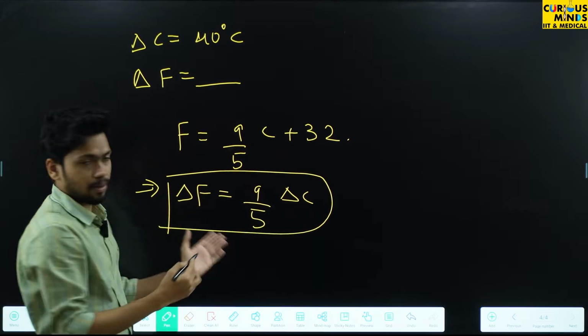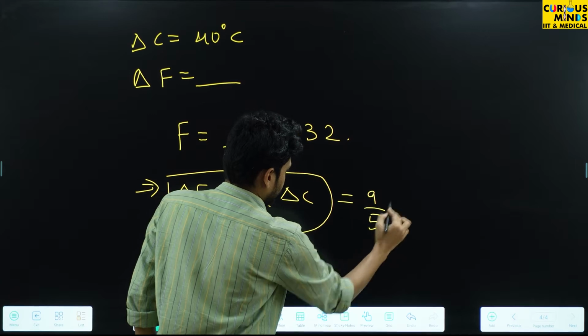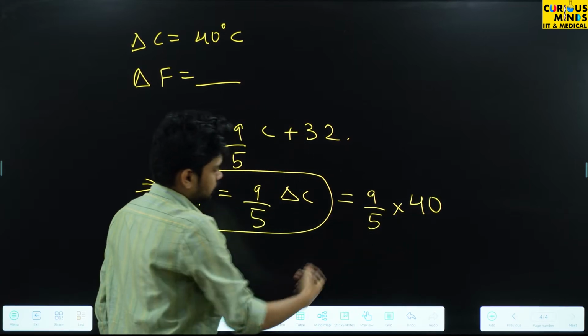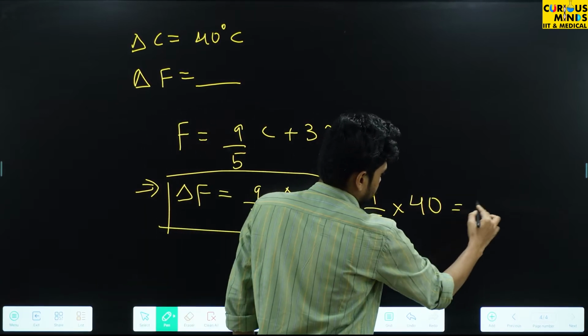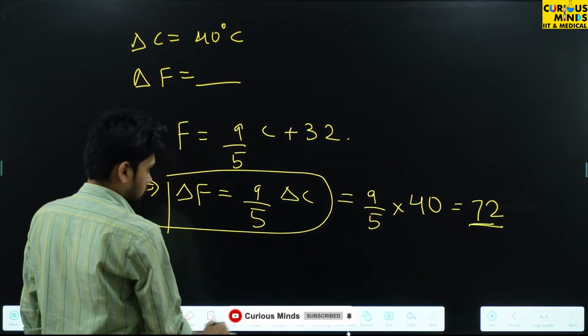So now we'll be simply putting the value and getting the answer. So this is nothing but 9 by 5 into 40. So when we do this calculation, it just turns out to be 72. Okay, so this is our final answer.